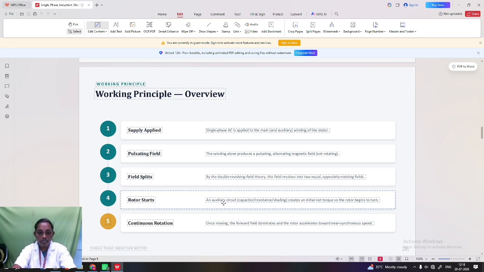By the double revolving field theory, the field resolves into two equal and oppositely rotating fields. An auxiliary circuit creates an initial net torque so that the rotor begins to run. With the help of the auxiliary winding, the rotor starts to rotate. Next, when the motor reaches 75% of the speed, the centrifugal switch disconnects the auxiliary winding, the forward field dominates, and the rotor accelerates towards near synchronous speed. By this concept only, the single phase induction motor operates.